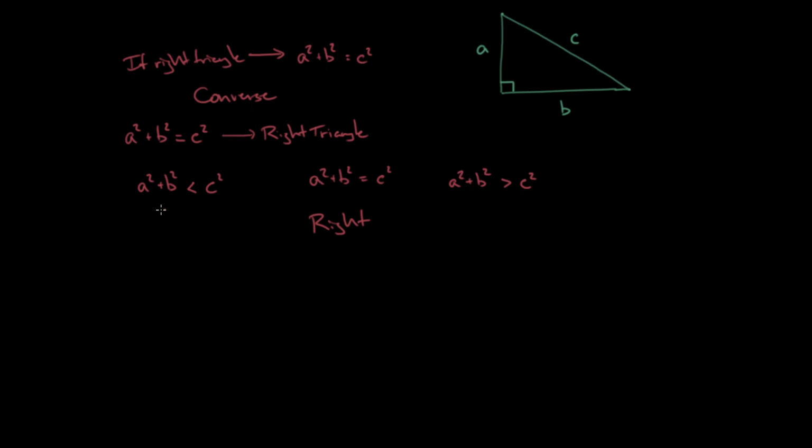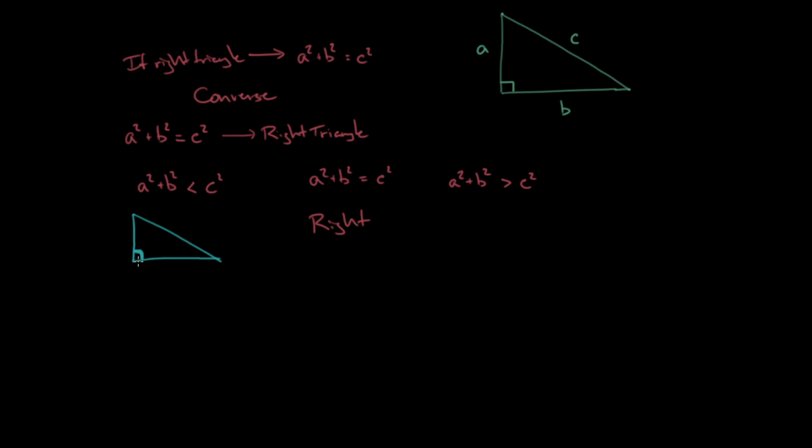So let's start with the first one. a squared plus b squared is less than c squared. So what does that mean about my triangle? Well, if I have a right triangle, let me just redraw that right triangle here, poorly drawn, but you get the idea. What this is saying is that my c squared, my longest side, is greater than what it should be to make a right triangle.